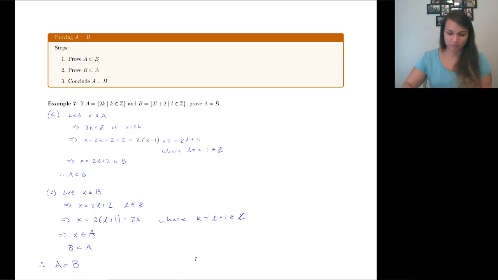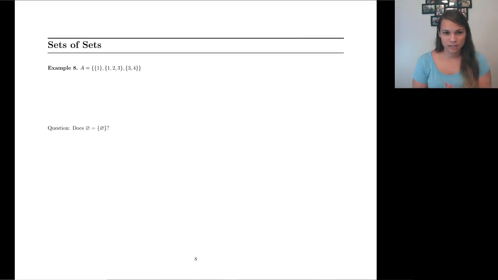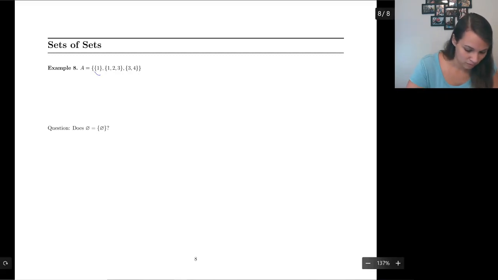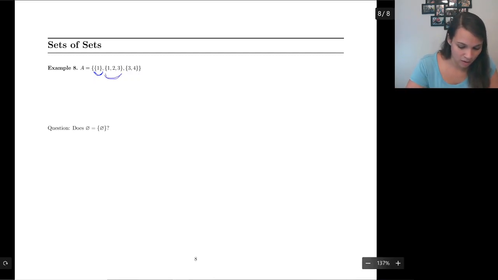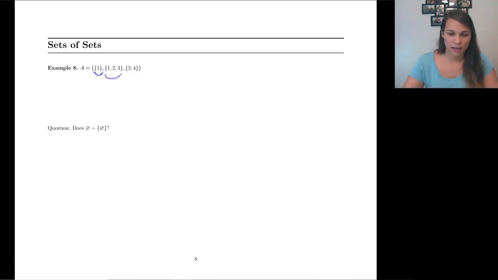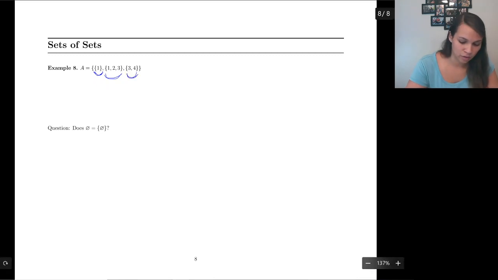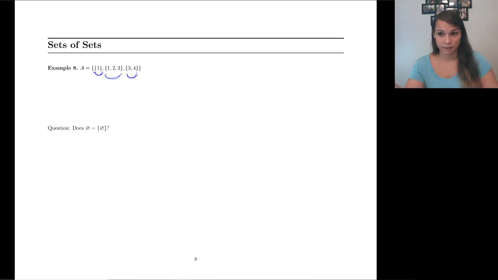Last topic for today. We're going to talk about sets of sets. Now, a set is just an object. So since sets are collections of objects, there's no reason that we can't have a set of a collection of other sets. For instance, this set A has the set of 1 as an element. It has the set of 1, 2, and 3 as an element, and the set 3, 4 is another element.